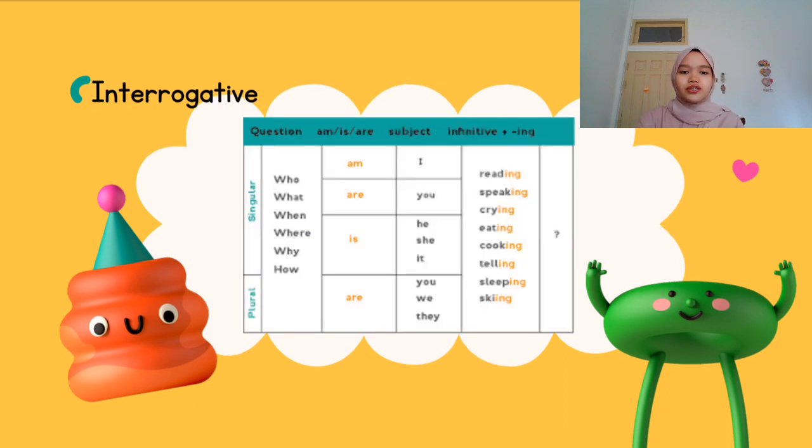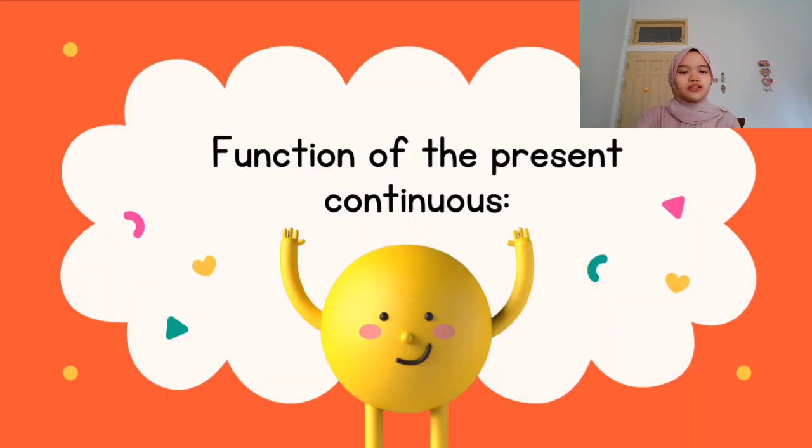And then for interrogative form, we need the to be plus subject plus present participle. Like, am I going? Or are you going? Like that. And then, now we're gonna talk about the function of the present continuous.